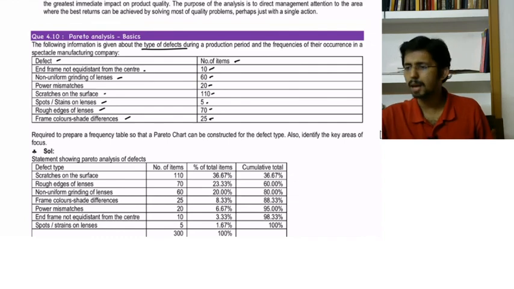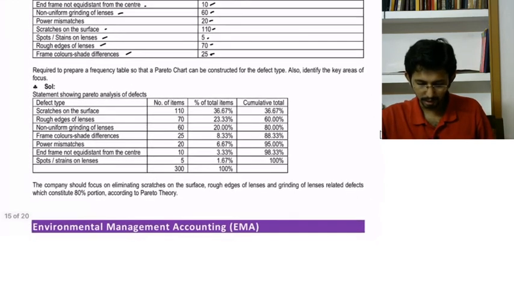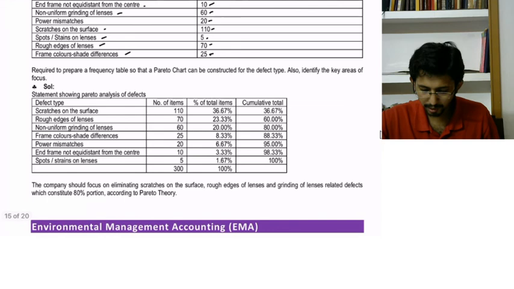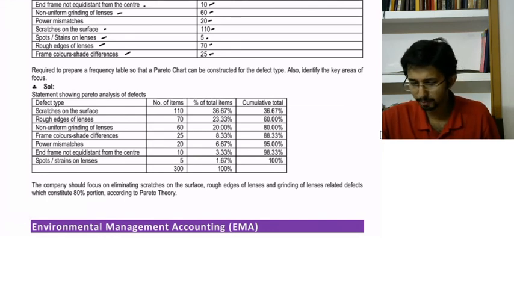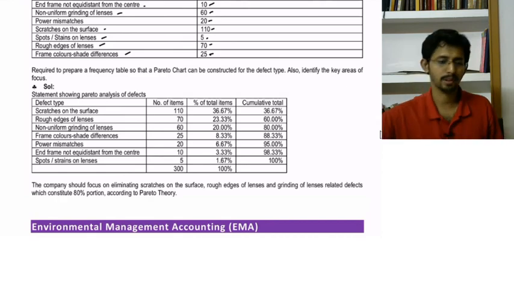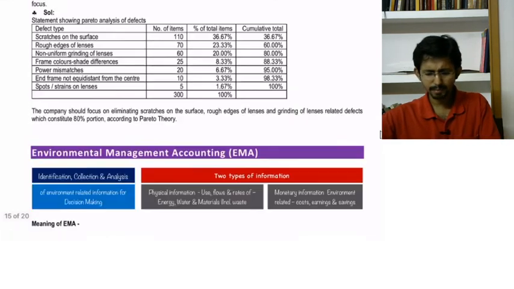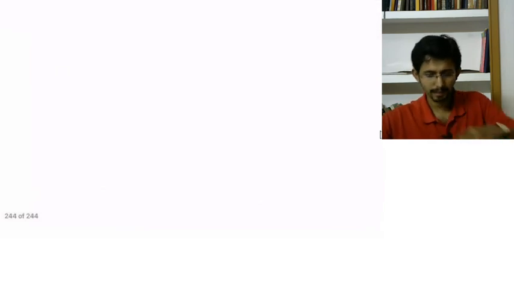Okay, so just a tabulation of the errors. Now what is the requirement? Required to prepare a frequency table so that a Pareto chart can be constructed for the defect type. Also identify the key areas of focus. Okay, just see, it's a very simple question. Just observe how it is being done. So you can write the heading statement showing Pareto analysis of whatever defects.